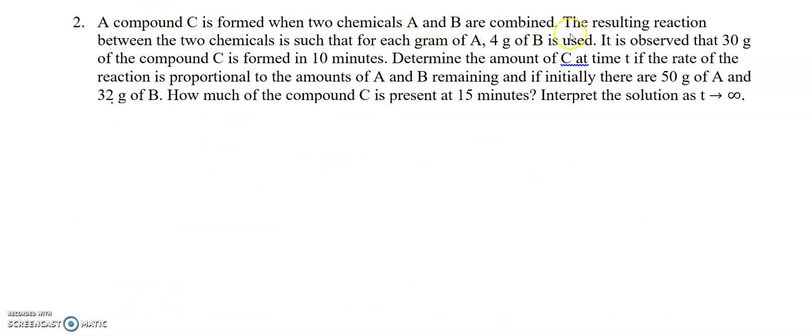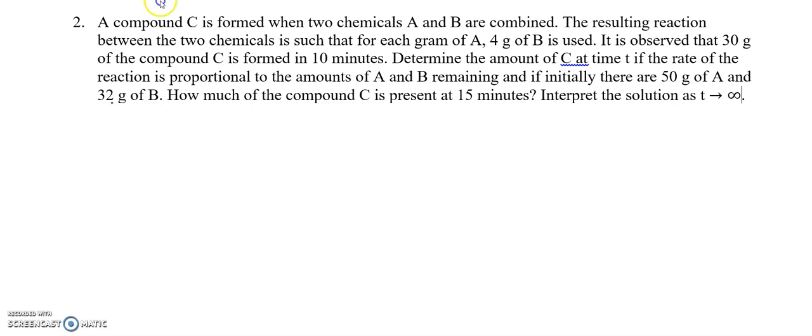this question is from chemical engineering. A compound C is formed when two chemicals A and B are combined. The resulting reaction between the two chemicals is such that for each gram of A, 4 gram of B is used. It is observed that 30 gram of the compound C is formed in 10 minutes. Determine the amount of C at time t if the rate of the reaction is proportional to the amount of A and B remaining, and if initially there are 50 gram of A and 32 gram of B. How much of the compound C is present at 15 minutes?